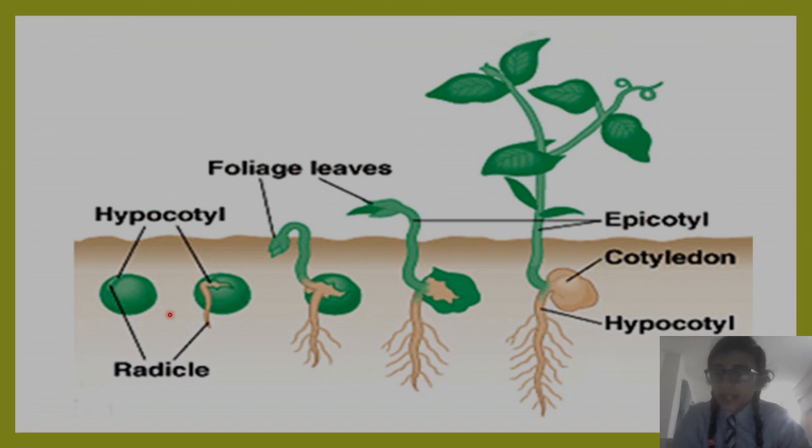Imbibition is defined as a phenomenon of adsorption of water or any other liquid by the solid particles of a substance without forming a solution. In this case, water is being absorbed by the seed. It starts the growth process by activation of enzymes. The seed activates its internal physiology and starts to respire, produce proteins and metabolize the stored food. This is the lag phase of seed germination.